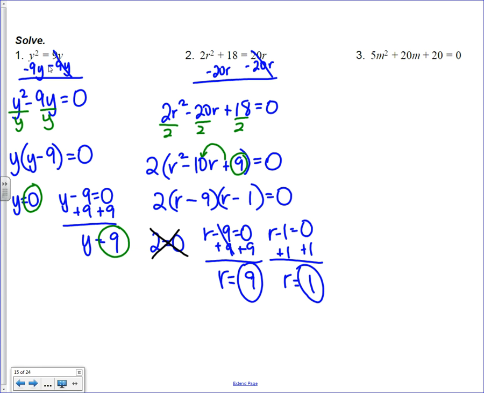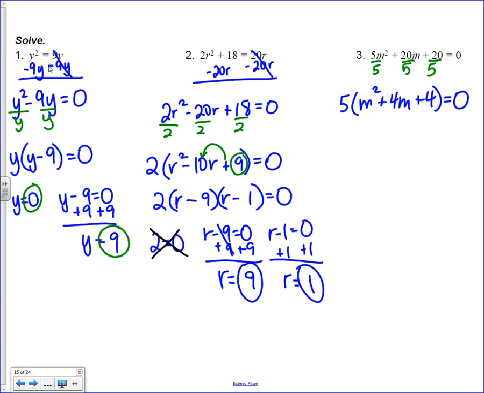Number 3. Is it equal to 0? Great. Is there a GCF? All of them are divisible by 5. So we take the 5 out front. What happens to these 5s? So I just have m squared left. What is 20 divided by 5? And I have the m left. And 20 divided by 5 is just 4.